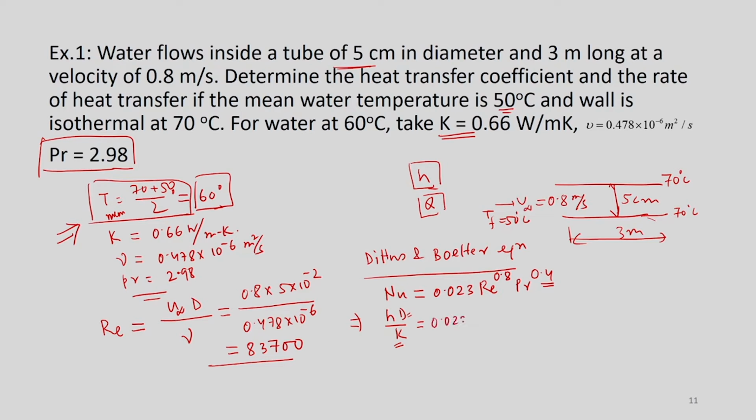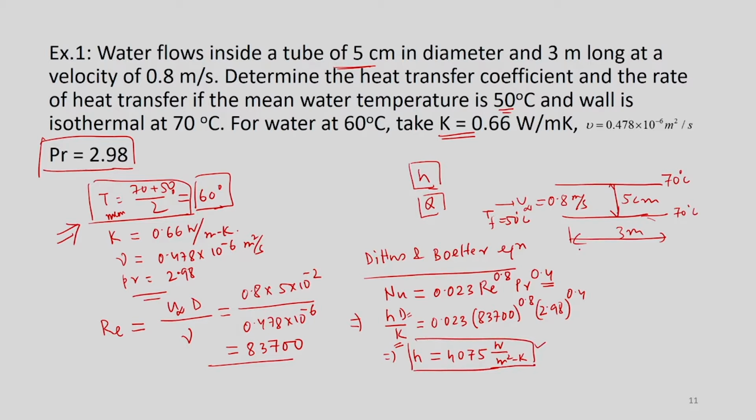So, 0.023, Reynolds number already calculated 43700, then to the power of 0.8, and Prandtl number is 2.98 to the power of 0.4. If we substitute those values, and k value is known to us, it is 0.66, okay, and d is 5 into 10 to the power of minus 2. If we substitute, then finally we can calculate what is h. As per my calculation, it is 4075 watt per meter square Kelvin, right. So, h we have calculated now.